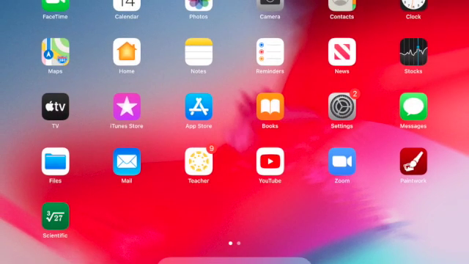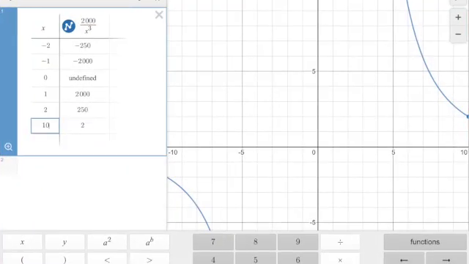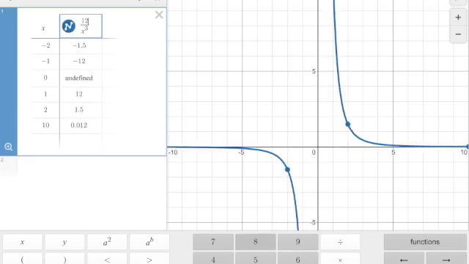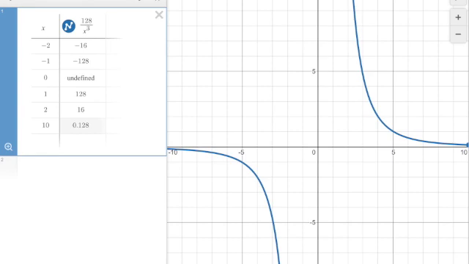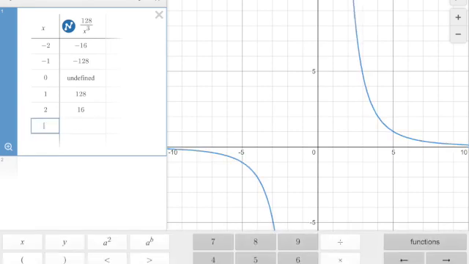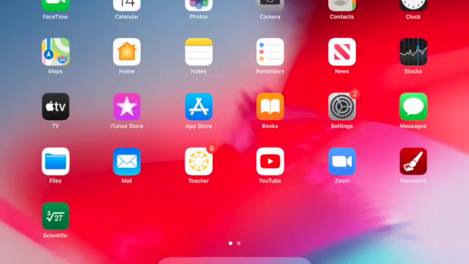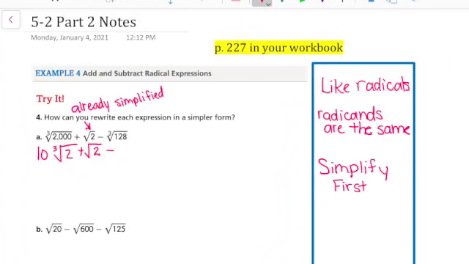Let's do 128 now. So I'm just going to kind of cheat a little bit here and just type it in there. I see 2 and 16. Let's make sure there's nothing else. Oh, there is. There's 4 and 2. So that's the one I want to use, is 4 cube root of 2.